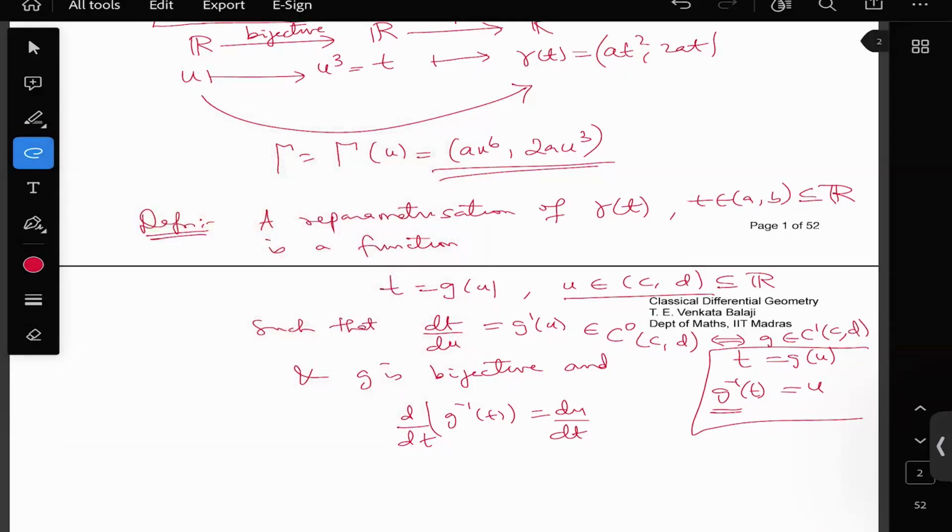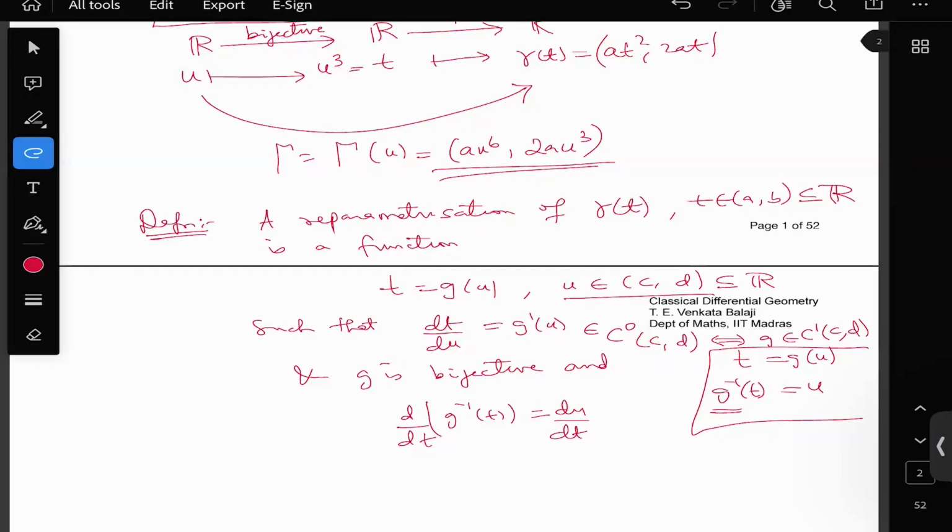C comma D. Okay. So g is in C1 of (c, d), which means g is first continuously differentiable in (c, d). That means g dash exists in (c, d), and it is continuous on (c, d). So that means g dash is C0. g dash exists and is C0. C0 is just continuous. That is the same as g is C1.